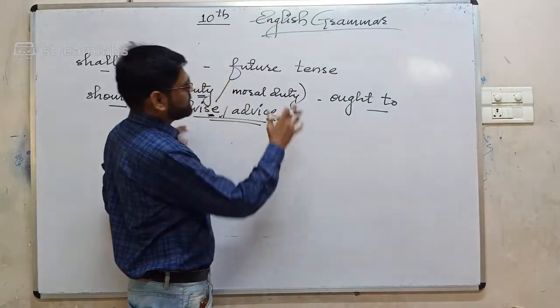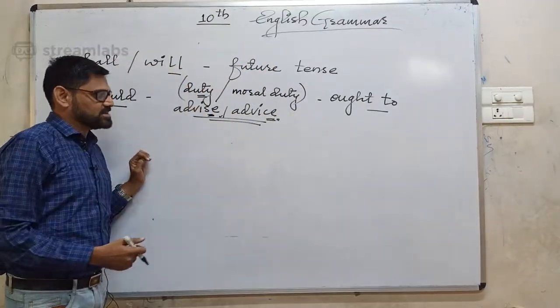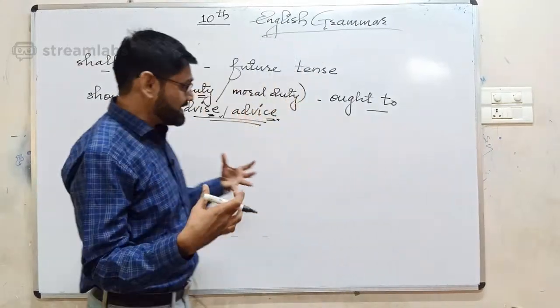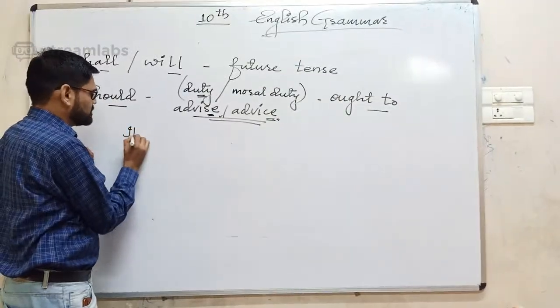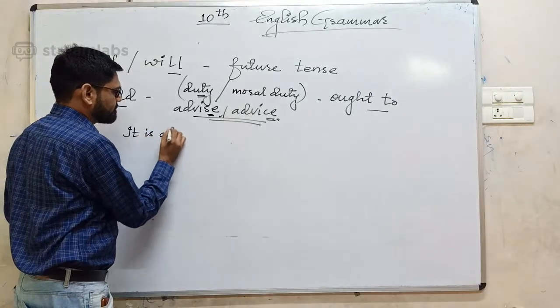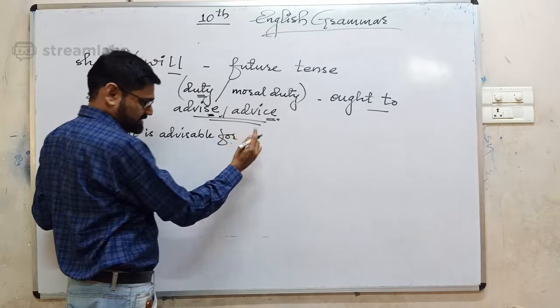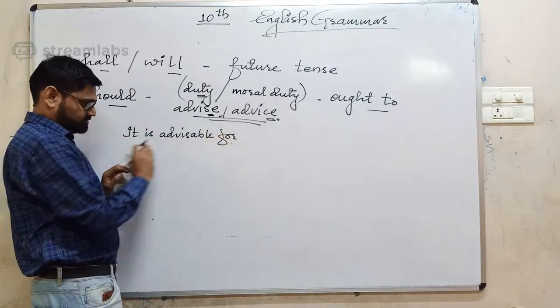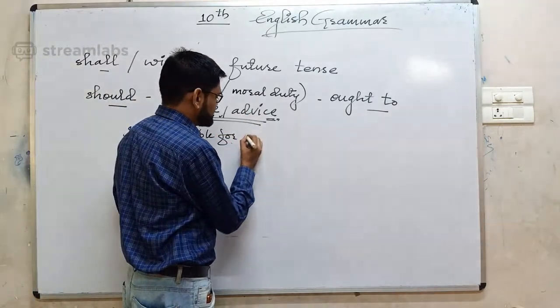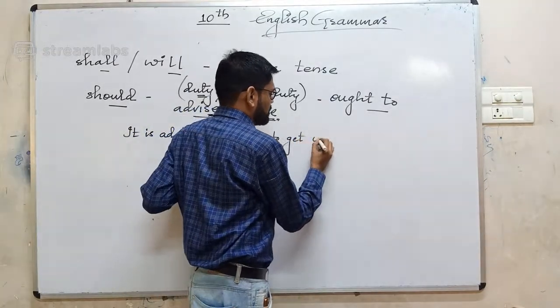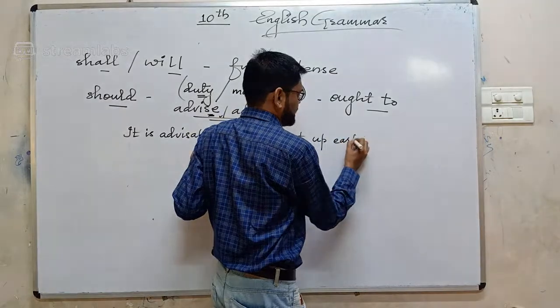Okay? By the way, when we use modal auxiliaries in a sentence, the sentence becomes shorter. It becomes shorter and easier to understand. For example, I said, you can write these sentences if you want. It is advisable for him to get up early.